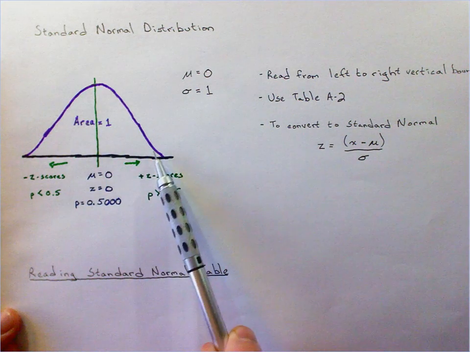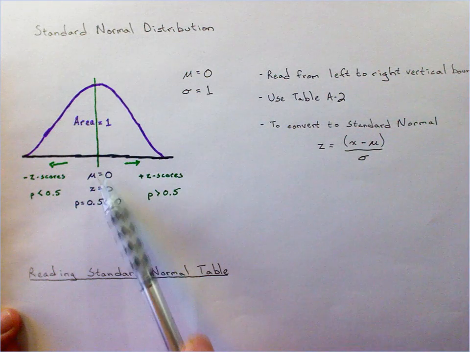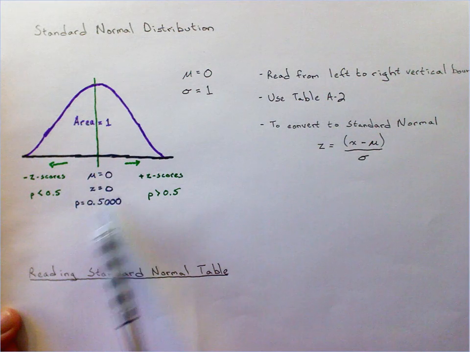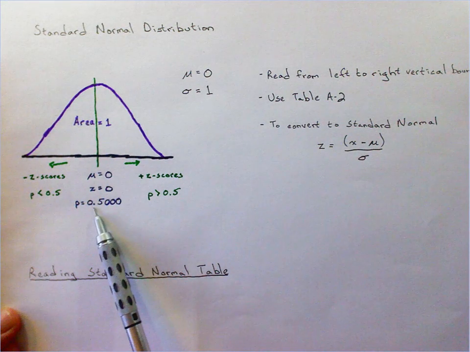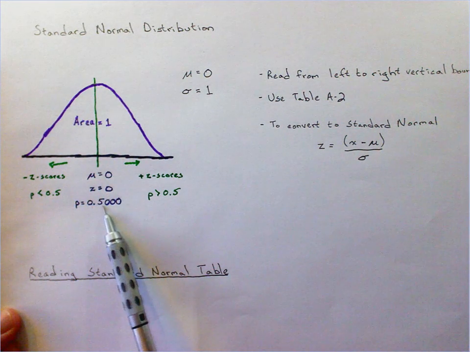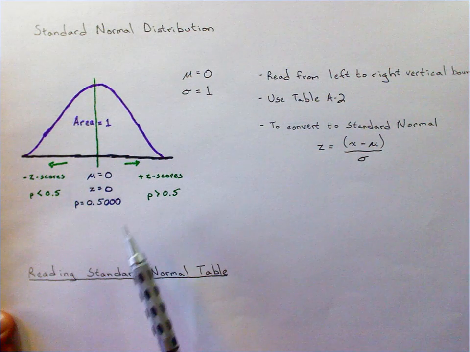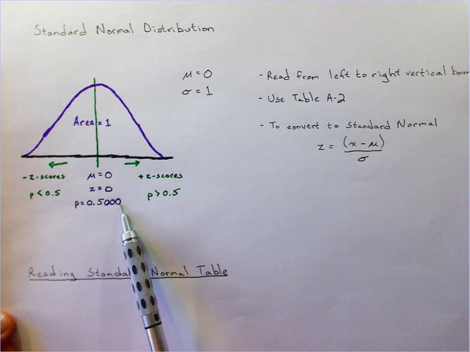This is my axis, my line. Right in the middle, mu is equal to 0. The z-score is equal to 0. The probability is equal to 0.5. And I've put 3 extra zeros in there because our probabilities on table A2 are 4 digits.